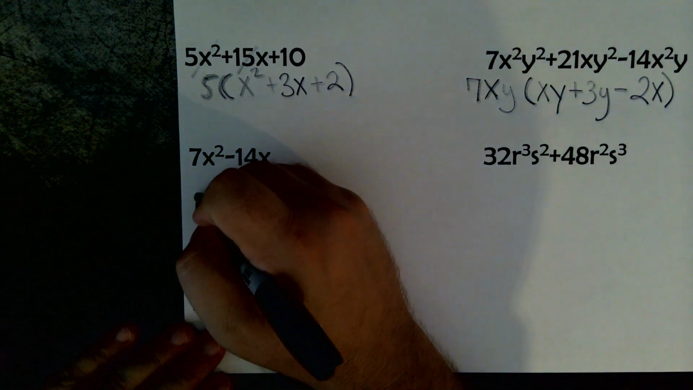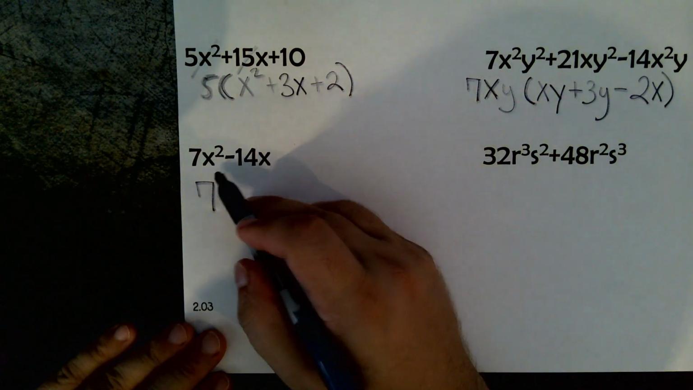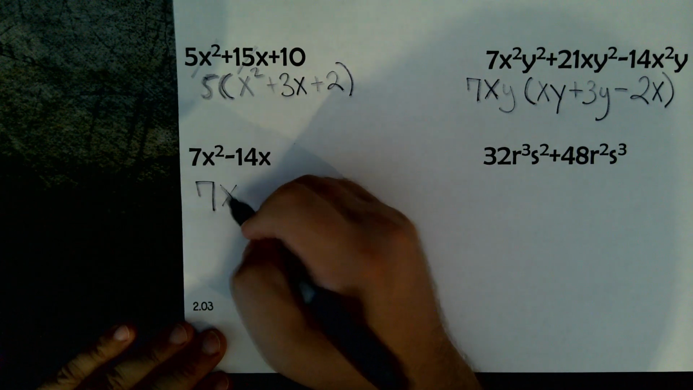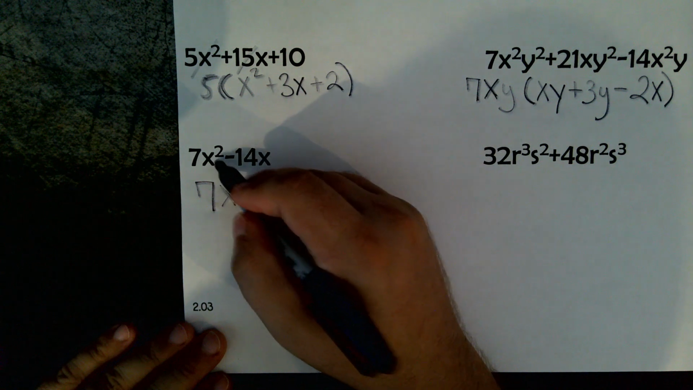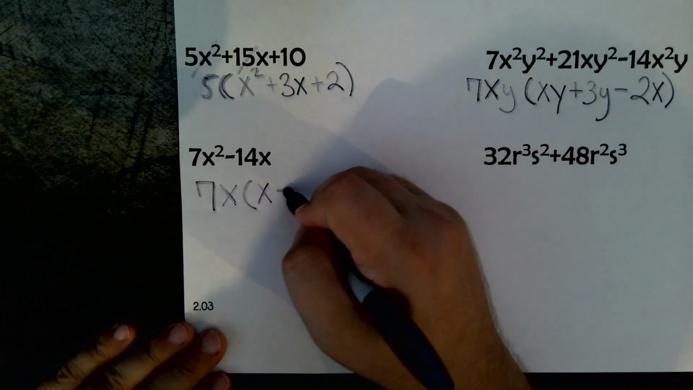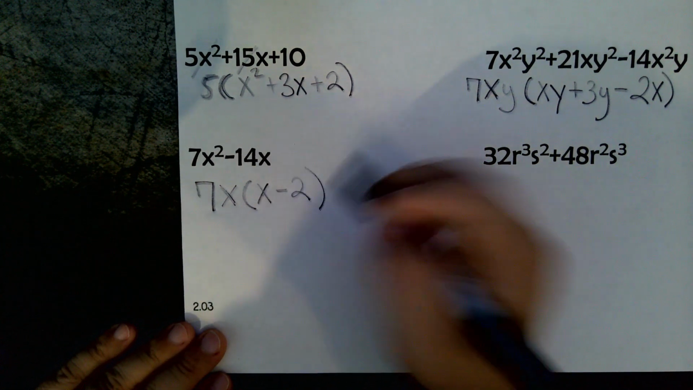All right, the bottom left, here we just have a binomial, and again we look to see if we can pull out a coefficient. We can pull out the 7. Can we pull out an x? Yes, but only a single one. So 7x, and that's it. What do we have left over? Well, we took away the 7, we took away one of the x's, one's left over. Keep the sign, minus 14 divided by 7 is 2, and the one x it had was taken away.